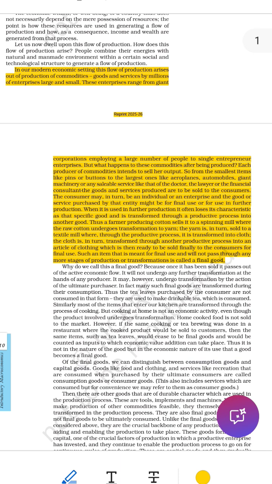Step 2. All these things are made to be sold. But what happens to these commodities after being produced? Each producer of commodities intends to sell her output. Easy explanation. After something is made, what happens next? It is not kept or thrown away. It is meant to be sold. The person who made it, the producer, wants to earn money from it.